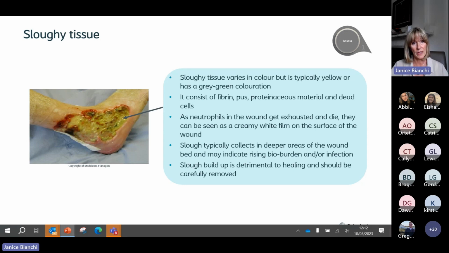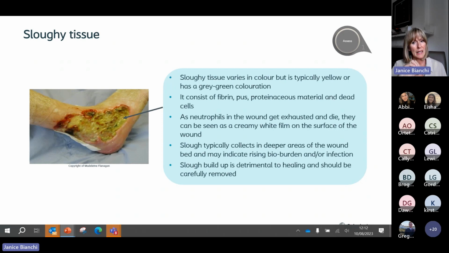Fluffy tissue is another thing we typically see in a wound, and it can vary in colour from yellow, like you see here, to a sort of grey-green colour. And it consists of fibrin, pus, proteinaceous materials and dead cells. So neutrophils, white blood cells, as they die, they lie on the top of the wound, and it's a sort of creamy white colour you often see with dead neutrophils.